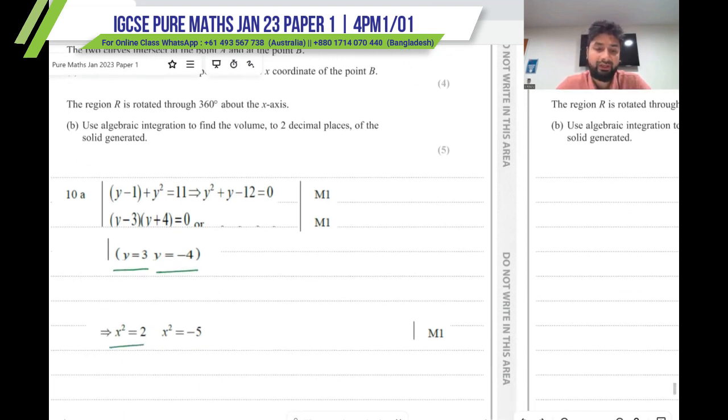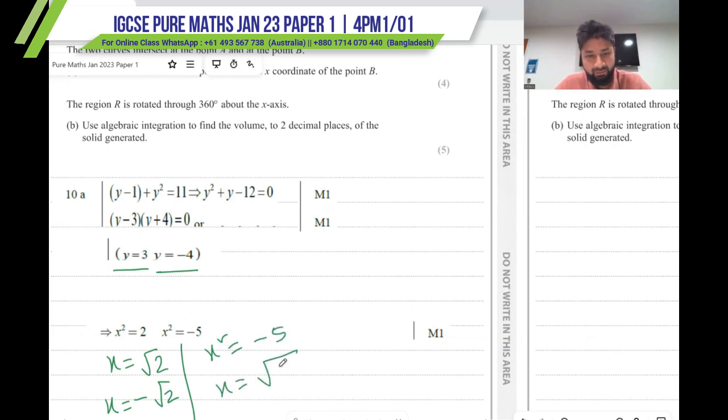Now, when we have x square equals 2 and x square equals minus 5, when we try to find the value of x, when I transfer this square to the other side, it becomes square root. And for the square root of 2, there can be two possible answers. One is plus square root of 2, the other one is negative square root of 2. Now, with the other one, when we have x square equals minus 5, when I transfer the square to the other side, it becomes square root of negative 5. So when you use a calculator, you will find no answer over here.